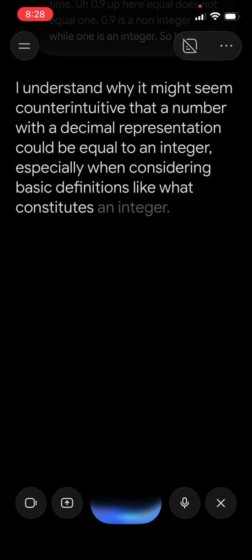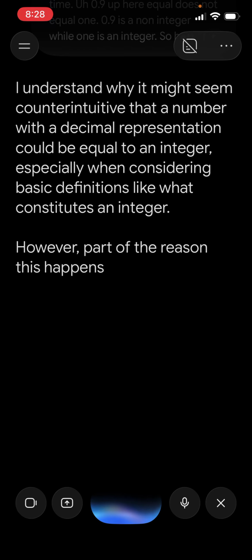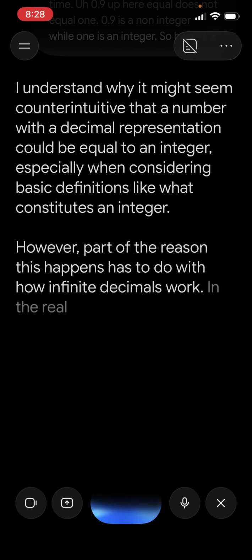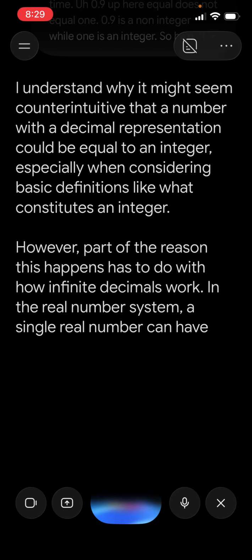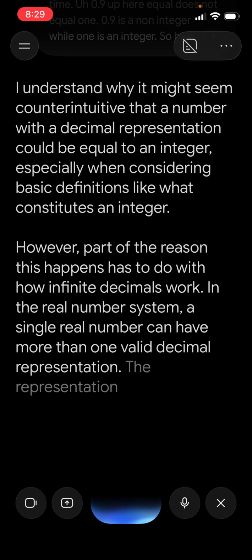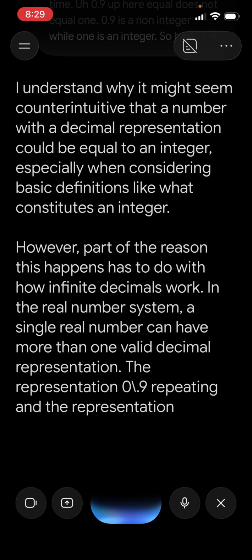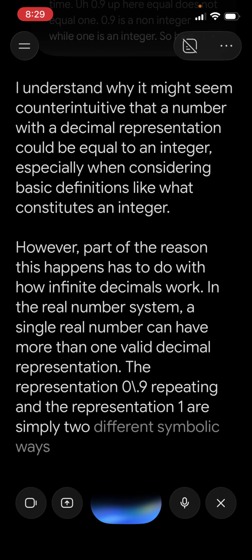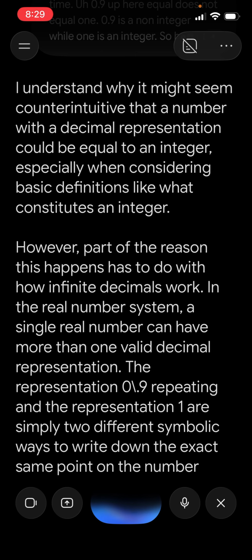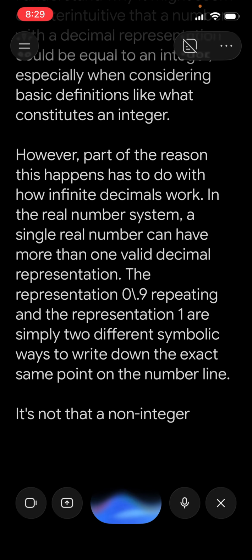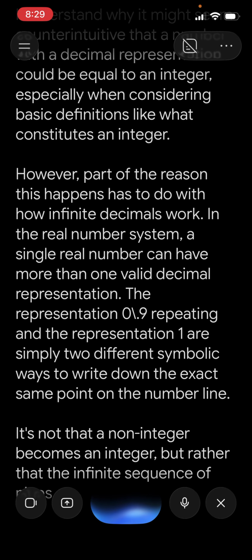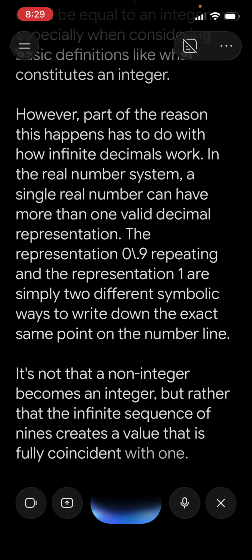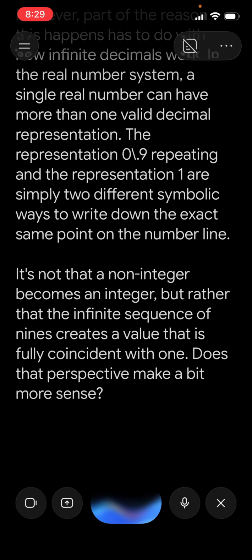I understand why it might seem counterintuitive that a number with a decimal representation could be equal to an integer, especially when considering basic definitions like what constitutes an integer. However, part of the reason this happens has to do with how infinite decimals work. In the real number system, a single real number can have more than one valid decimal representation. The representation 0.9 repeating and the representation 1 are simply two different symbolic ways to write down the exact same point on the number line. It's not that a non-integer becomes an integer, but rather that the infinite sequence of nines creates a value that is fully coincident with 1. Does that perspective make a bit more sense?